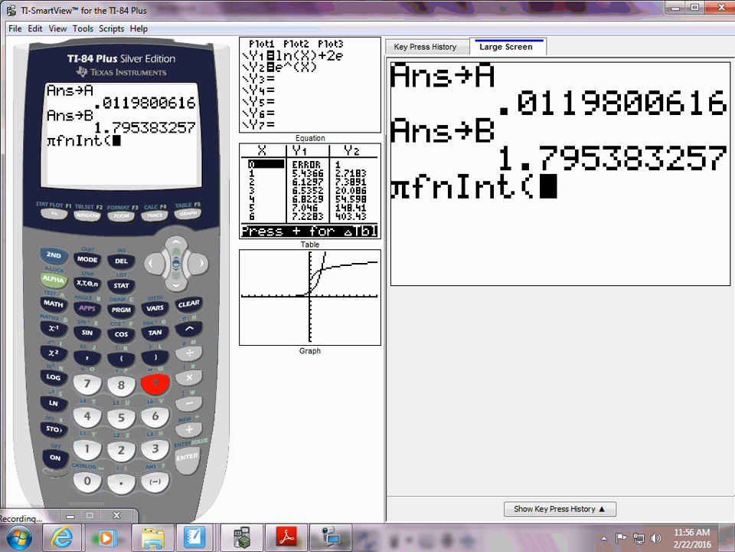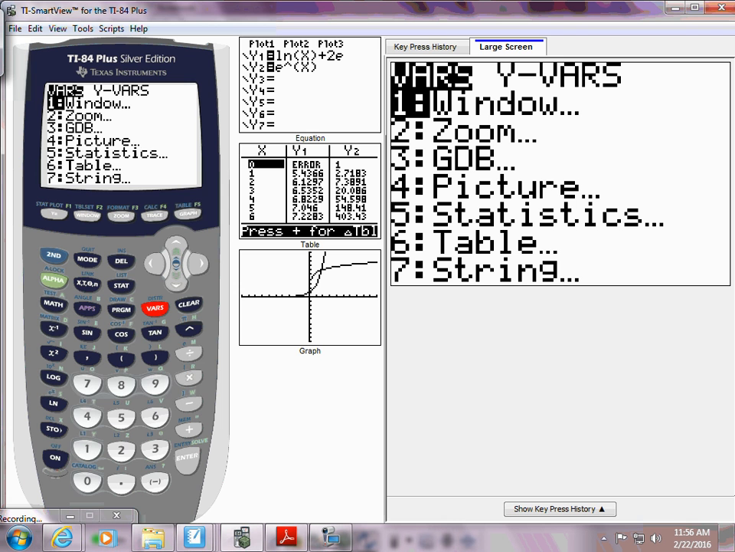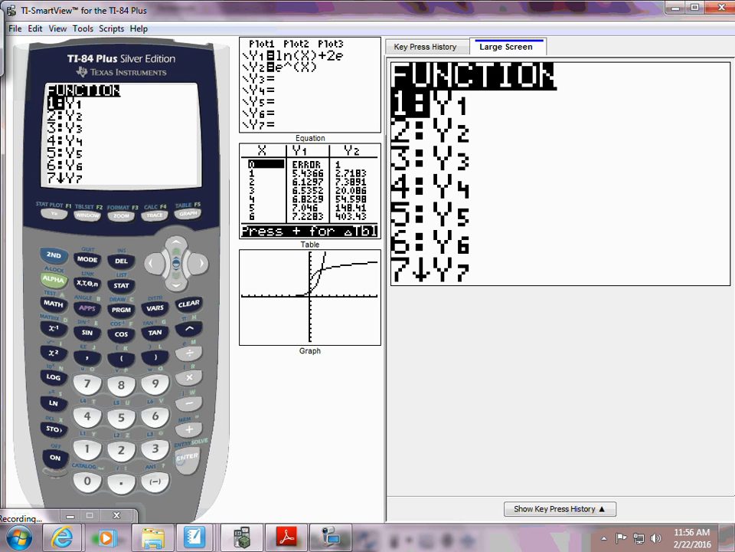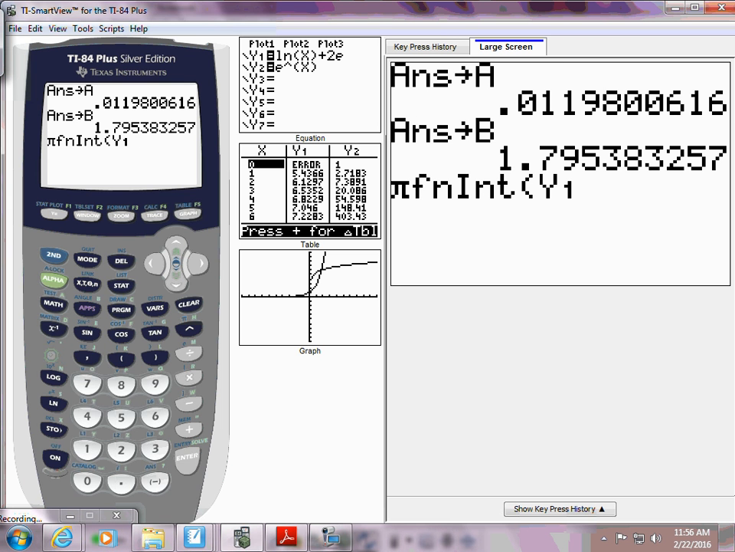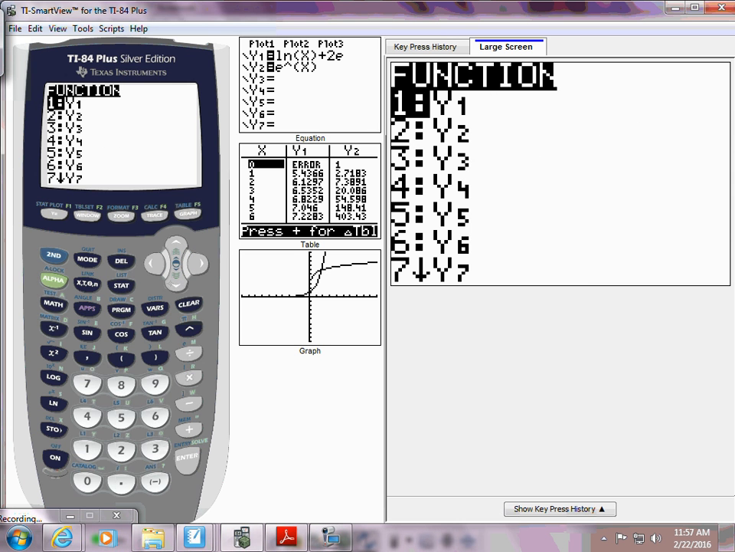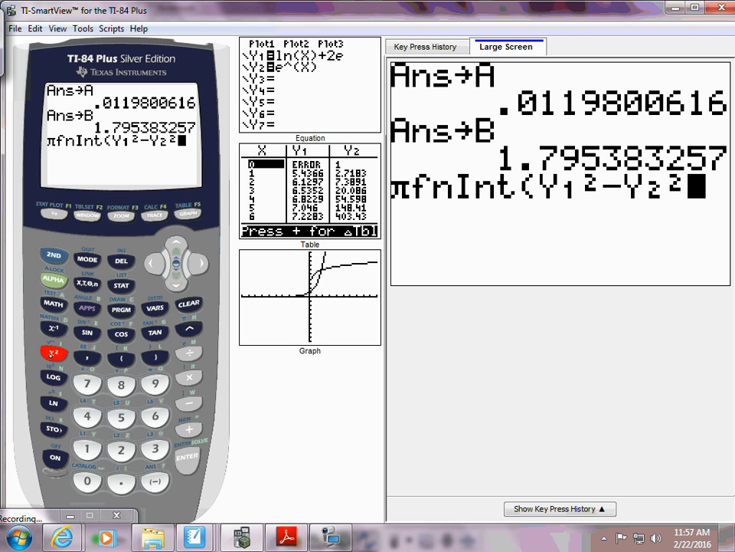Remember I stored ln of x plus 2e in y1? So it's up to you, I can just type y1 squared. You know how to get y1 to show up? Vars, variables. We go over to y variables, hit function, and type y1. Now I can just say that squared. It's not saving you a lot of time, but can you imagine if it was a really complicated function, not having to type it all in again? And then minus e to the x squared, or I can do y2 squared. Oh, you know it, vars, y vars, function, 2 squared.